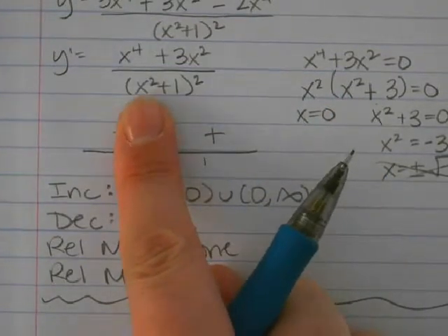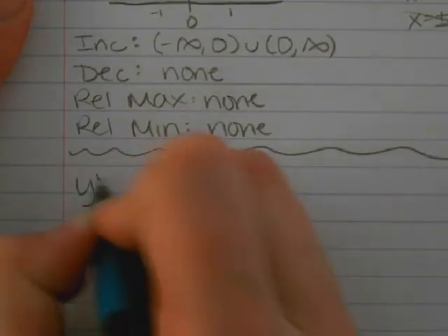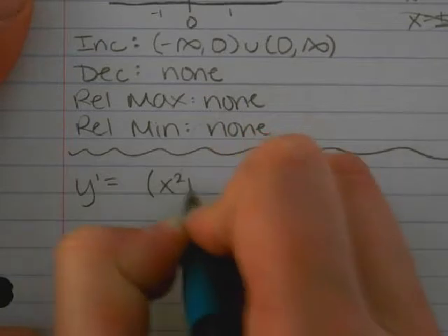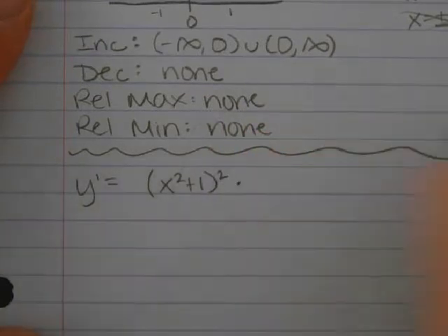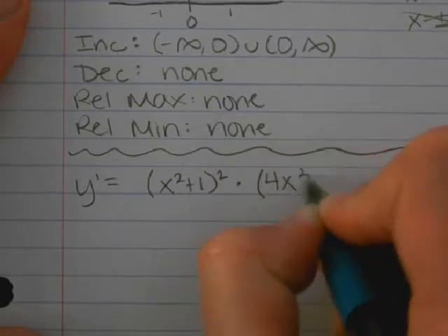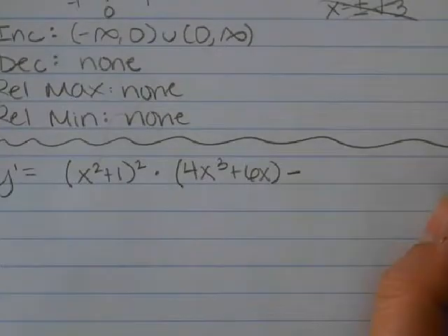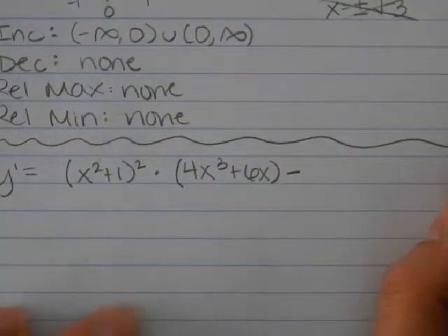Okay, so what do we do here? Quotient rule, so we're going to do low d high. So x squared plus 1 squared times, what's the derivative of the top? 4x cubed plus 6x. Okay, minus high d low.